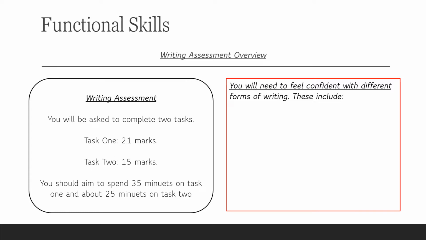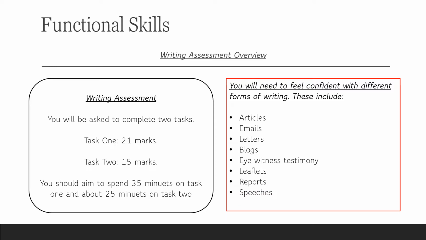So the main ones that they're going to include things like articles, emails, letters, blogs, an eyewitness testimony, leaflets, reports, and speeches. Now all of these will be things that you will encounter as well when you're doing the reading assessment, so it should be quite easy for you to get a good grasp of them as you progress throughout your functional skills course.